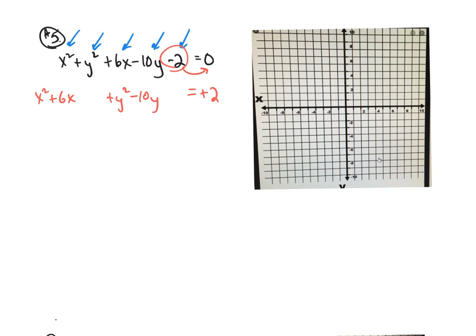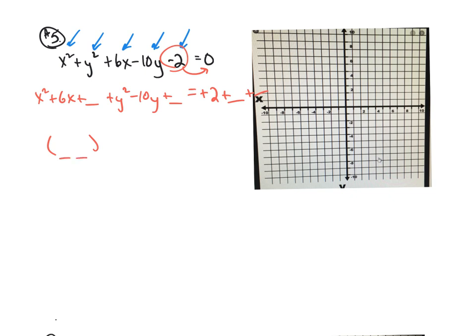Now, the only rule for completing the square is we have to have a 1 in front of the squared term. Right now we have a 1 in front of the x squared and a 1 in front of the y squared, so we're in good shape. First thing we do is add a blank on both sides so we can complete the square for the x's. We add a blank on both sides so we can complete the square for the y's. Then we actually go ahead and complete the square.